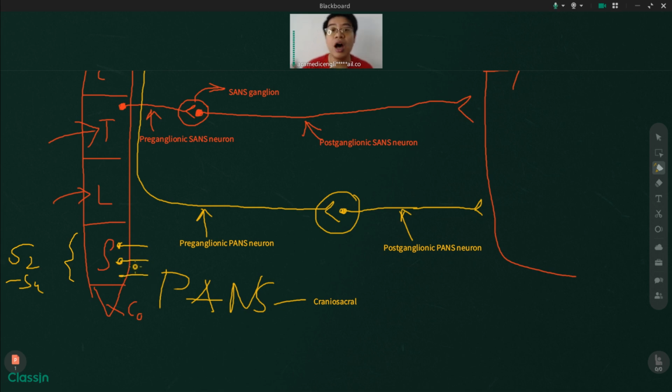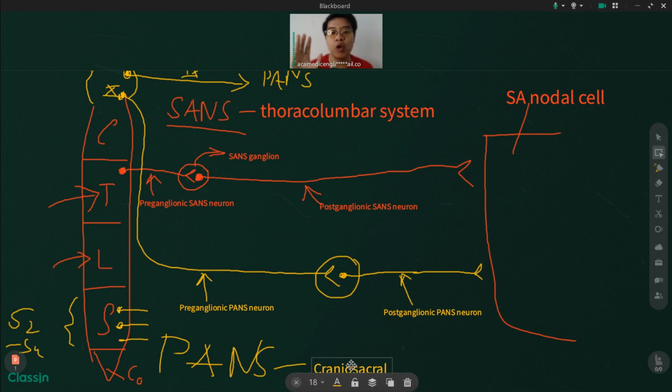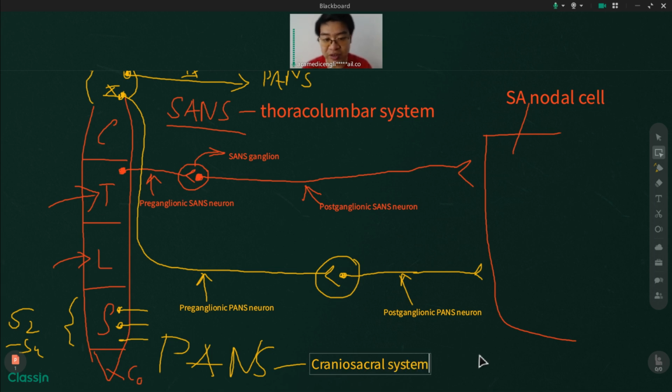Those are the bodies of preganglionic parasympathetic neurons that go out from these three segments, mostly providing parasympathetic input to organs of the pelvis, as well as the descending colon, the sigmoid colon, and the rest of the digestive tract after that. So remember, the SANS, or sympathetic nervous system, is going to be thoracolumbar, while the PNS is going to be craniosacral. Very, very important that you remember that.